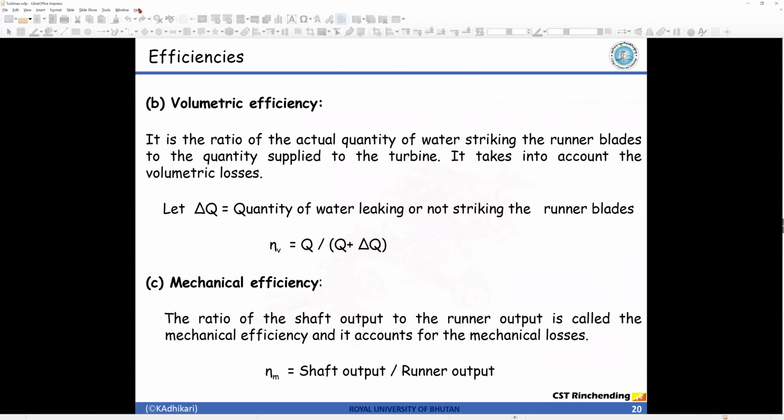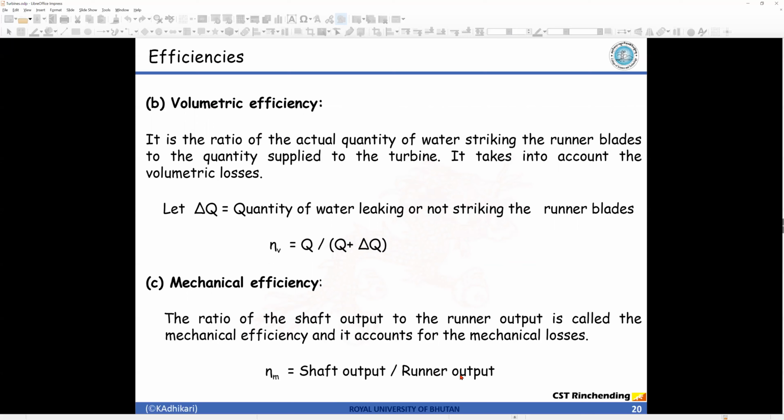Likewise, volumetric efficiency: not all the volume of water in a jet may strike the turbine. There could be a small fraction of water which is not actually striking the runner, and because of this there are losses. To account for that, we have volumetric efficiency. Similarly, mechanical efficiency is due to mechanical losses. It accounts for the mechanical losses and is given by shaft power divided by runner power.